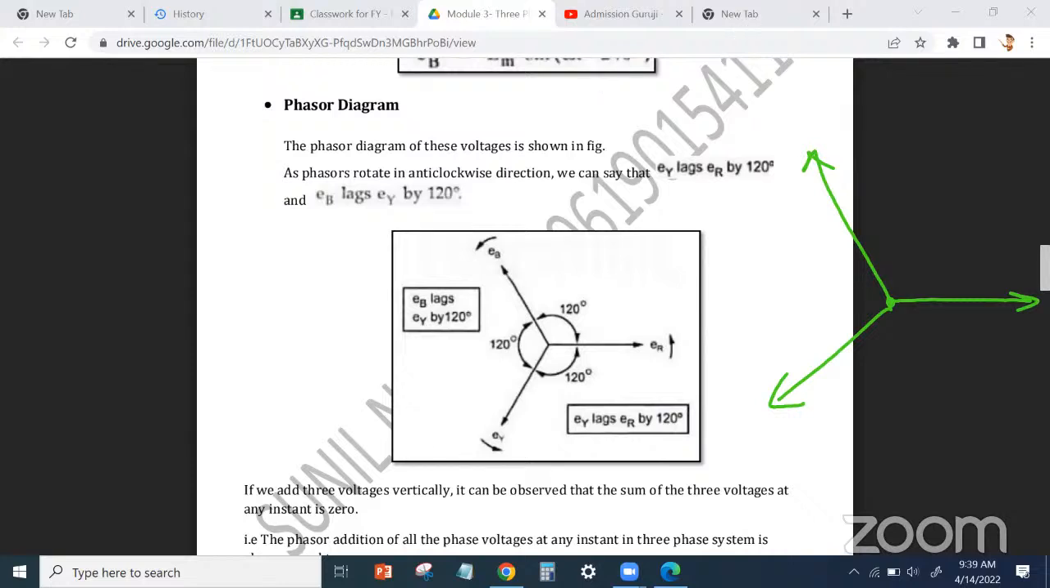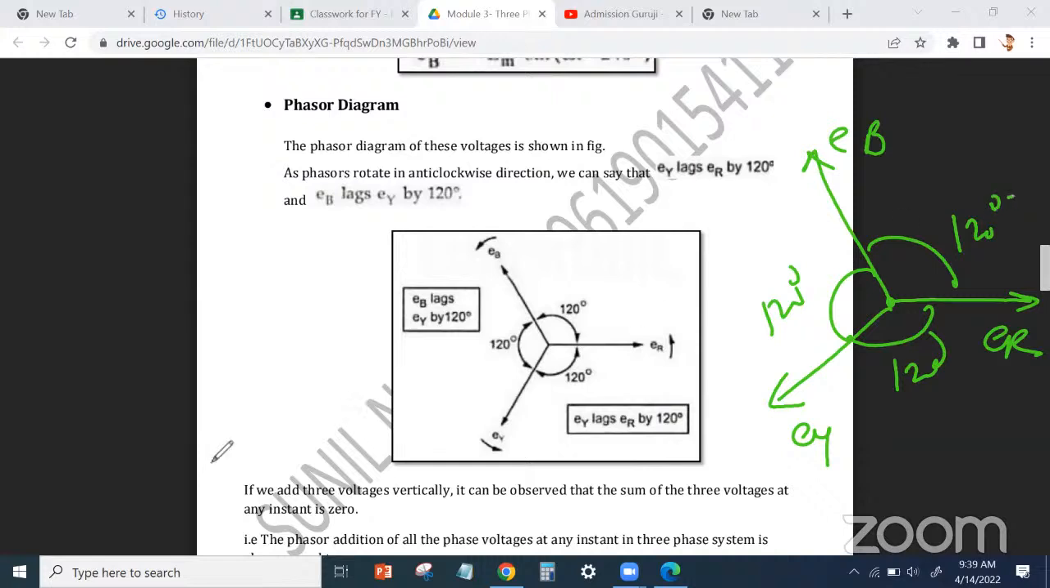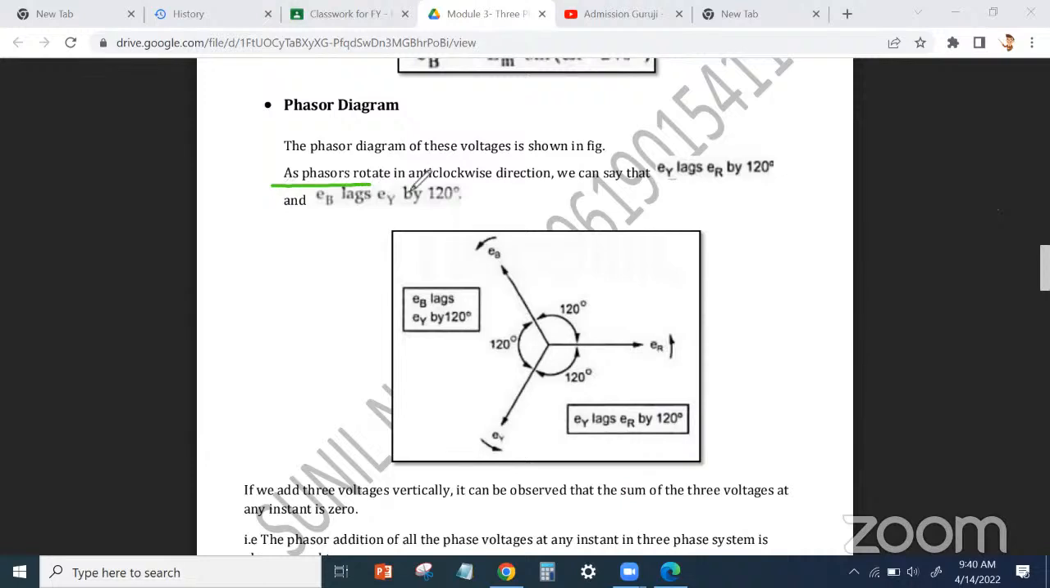So this is ER, this is EY and this is EB. तो ये फर्स्ट कितना है? 120 डिग्री. EB 120 डिग्री. This is also 120. So ER, EY, EB. रोटेशन कैसे है? Anti-clockwise. This rotation is anti-clockwise. तो मैंने क्या लिखा देखो? EY lags ER by 120. Yes, we know that. EB lags EY 120. Yes, we also know that. तो इतना सब लिखना है. Just go through it: as phasor rotated in anti-clockwise direction, we can say that EY lags ER by 120. Yes. EB lags EY 120. Yes. Now the next one हमने क्या लिखा है?